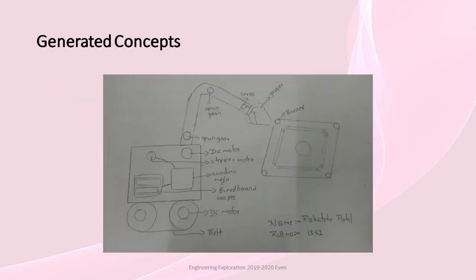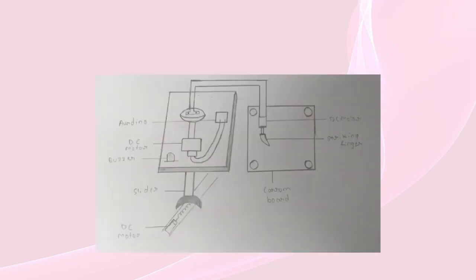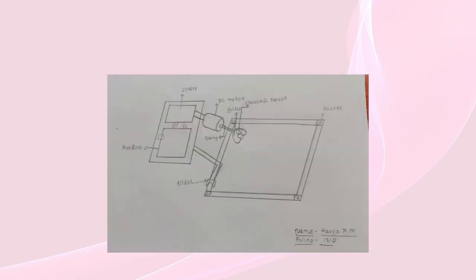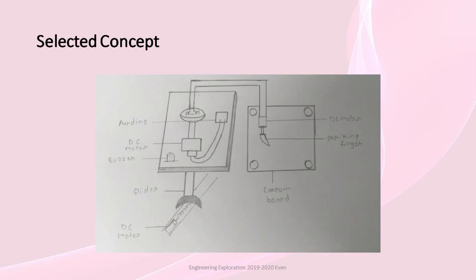Next, we had the functions in hand and we had to design concepts for our ideas. By picking each function, each teammate designed one concept. So these are the concepts: this is the first concept, second concept, third concept and fourth concept. After designing our concepts, we had to decide on one concept to move on with, and this was the concept which we decided to move on with.